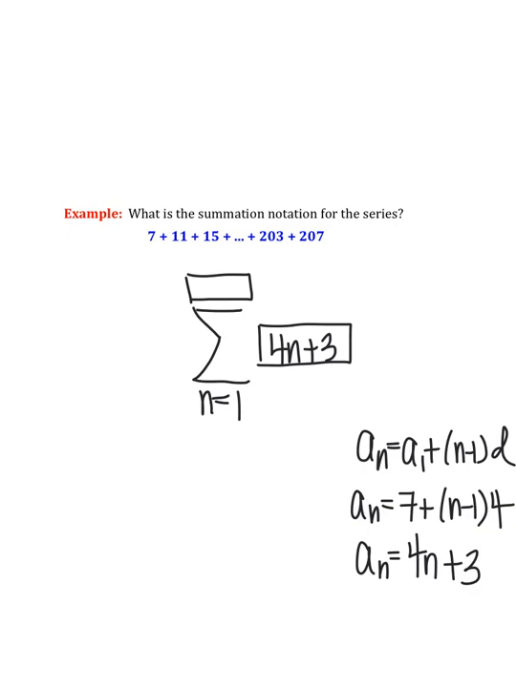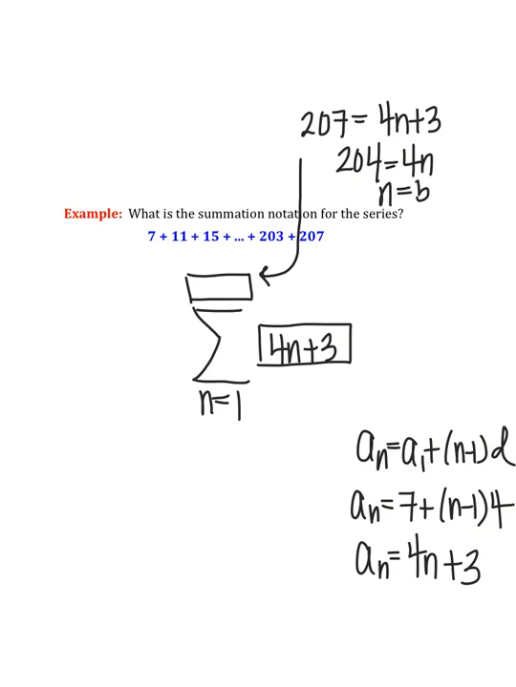Now, the other piece we need to know is how many terms, and I'm going to do my work up here just because it's easier. How many terms do I have in this sequence? So I'm going to use that explicit formula. I'm going to say that my last term is 207, and I want to know what number term that corresponds with. So I'm just going to do some arithmetic here. 204 is equal to 4n, and n is equal to 51. So 51 goes up there in that box.